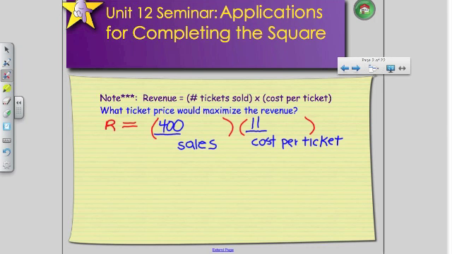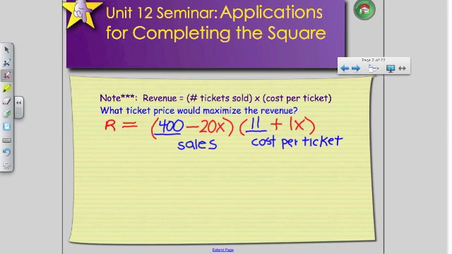So to translate that into algebra, my sales are going to decrease, so negative 20, for every ticket sold. So negative 20 times X. The X represents for every ticket sold. And that will happen because we plan on increasing, so positive, $1, increasing the price per ticket by $1 for every ticket sold.